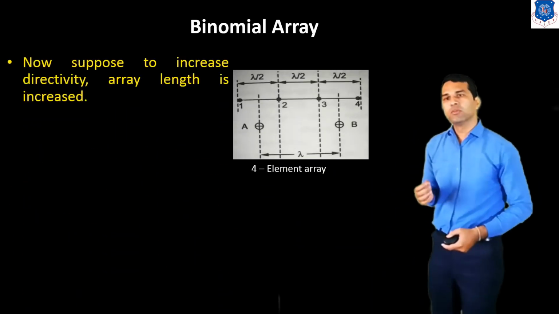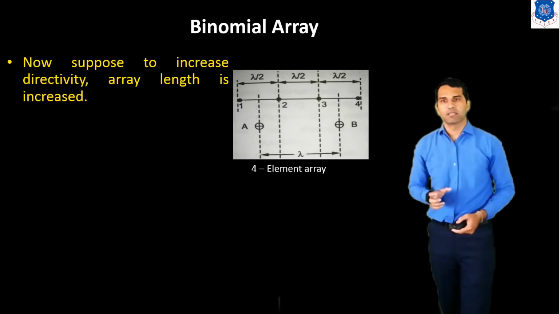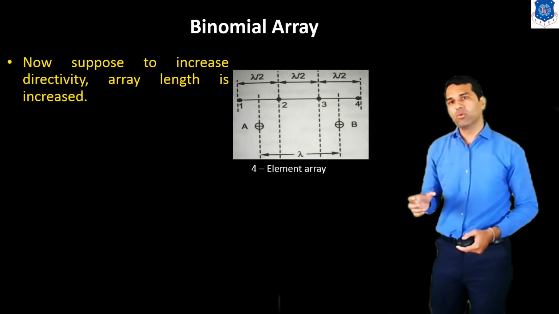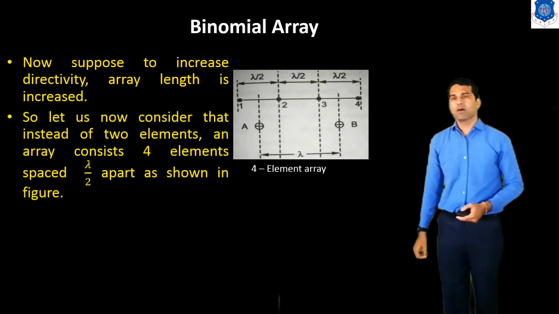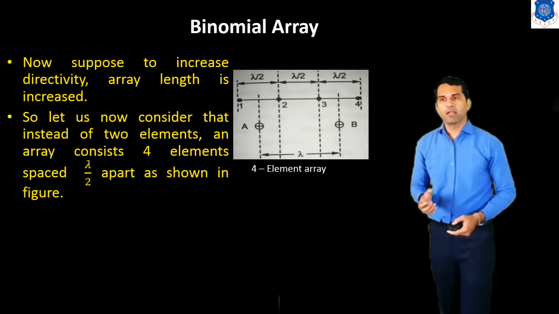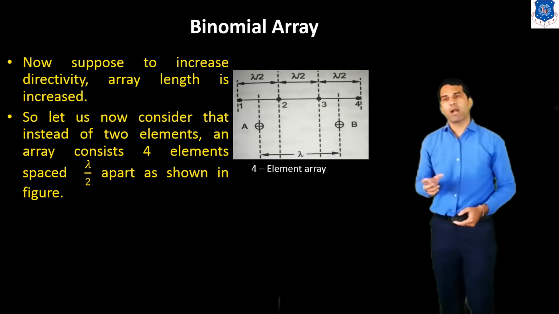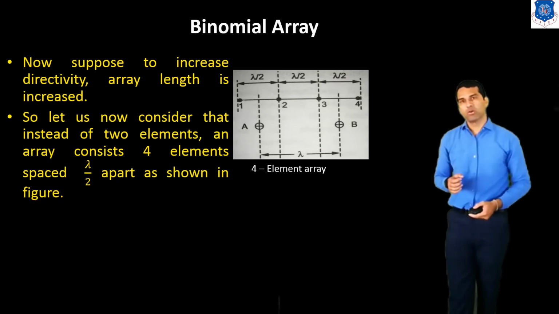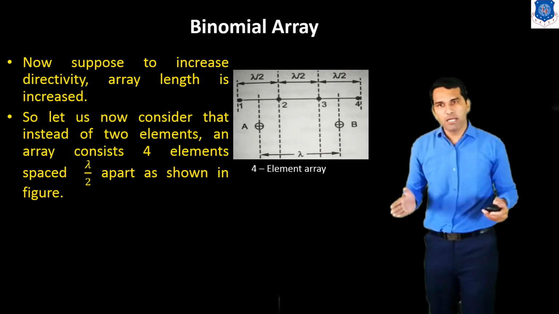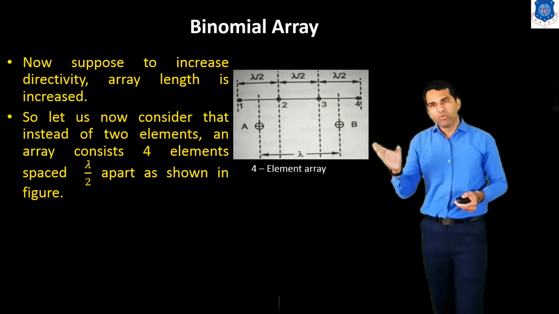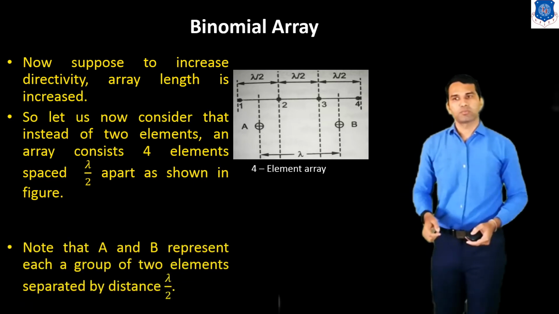Now suppose, to increase the directivity, the array length is increased. So here, instead of 2, we have put 4 elements. Let us now consider that instead of the 2 elements, the array consists of 4 elements, spaced lambda by 2 apart as shown in the figure. So now we want to increase the directivity, so we increase the number of elements. We have put 4 elements with the spacing lambda by 2.